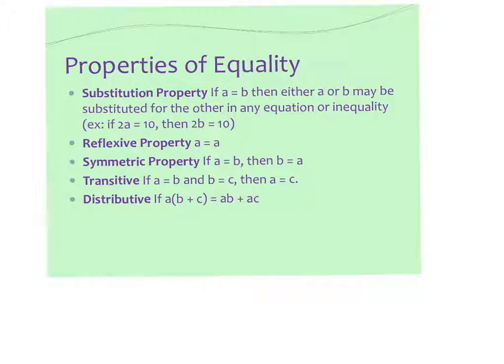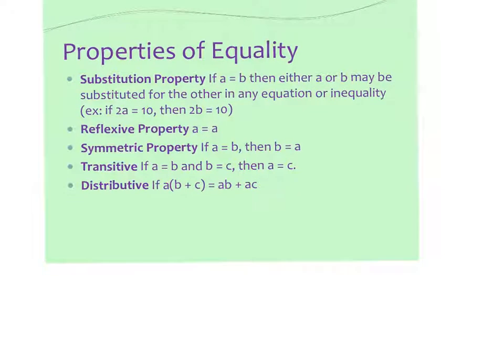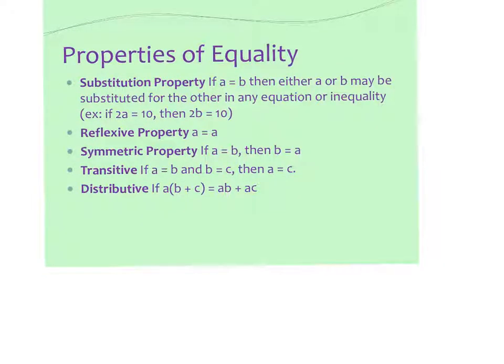Then you have the symmetric property of equality. Think of a line of symmetry. So like if I were to draw a line through here, through the word then, and then if I were to fold this up, notice the B's would match, and then the A's would match. Sort of like a line of symmetry. So the symmetric property of equality.